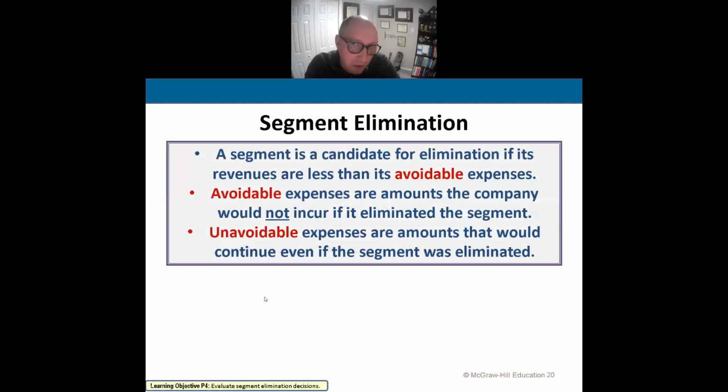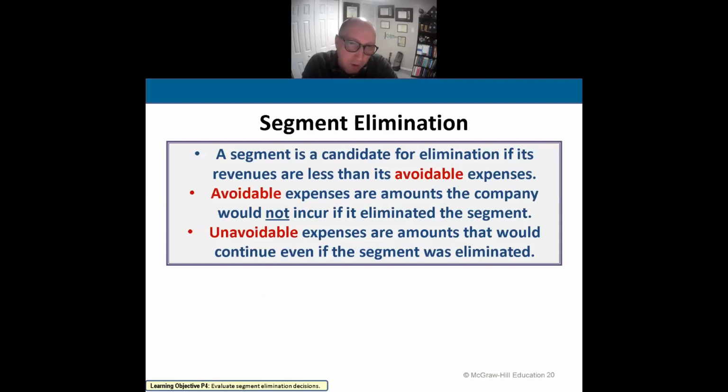Sometimes in business, we have to make a decision to eliminate a segment. Segment being a product line. Sometimes you have to eliminate a whole product line. For example, Kellogg's. The Kellogg's cereal company had to make this decision relatively recently. Kellogg's, as you know, makes a wide range of cereals. And the decision came to eliminate one of their cereal lines. How do they arrive at this decision?